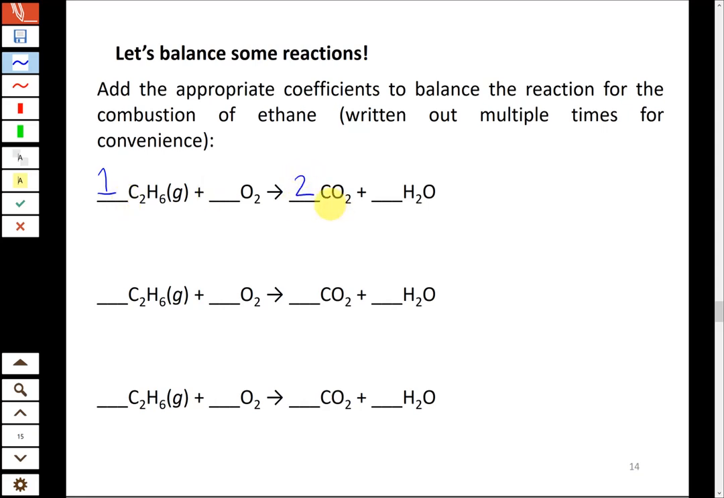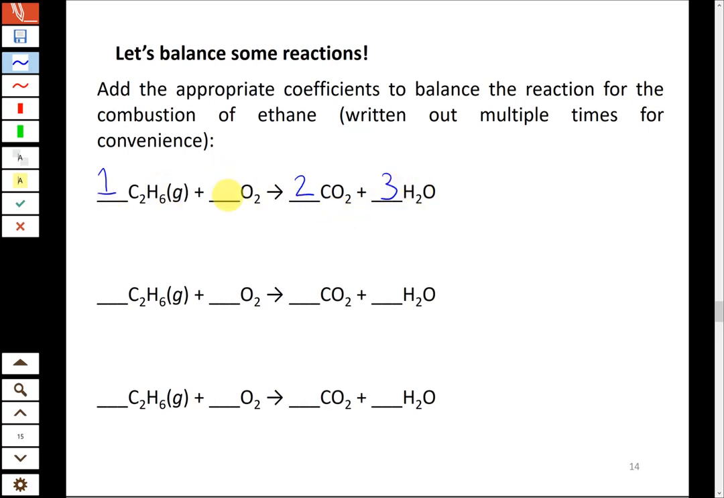So now we have 2 carbons on each side. And then we can do the same thing for hydrogen. Hydrogen only appears once on the reactant side in C2H6, once in the product side in H2O. So at present, we have a coefficient of 1 in front of C2H6. There's 6 hydrogens then total on the left side. We need to have 6 on the right as well. Water has 2, so we need 3 waters to have a total of 6 hydrogens. So now carbon and hydrogen are balanced, and so we don't want to touch those coefficients anymore.